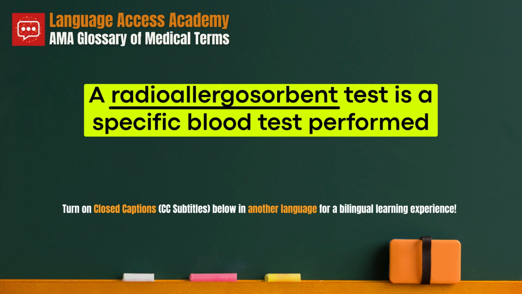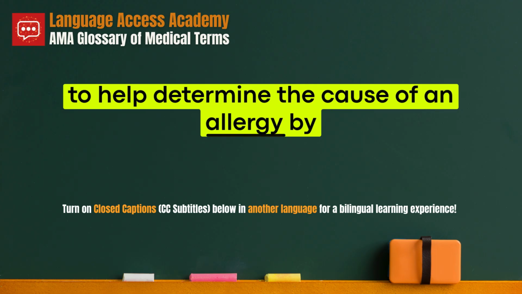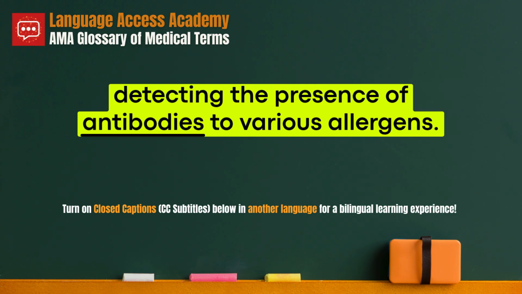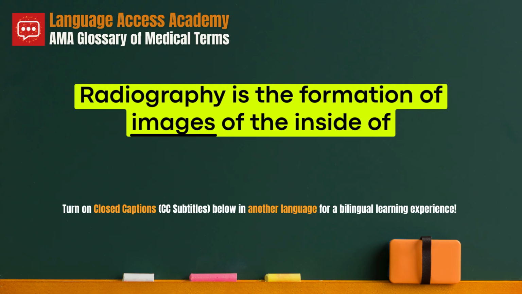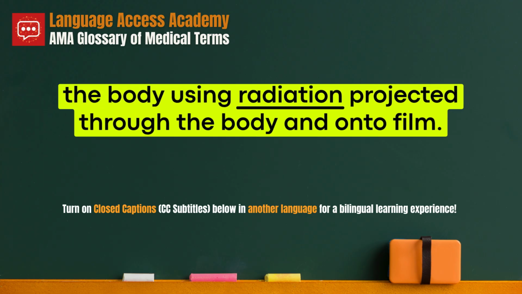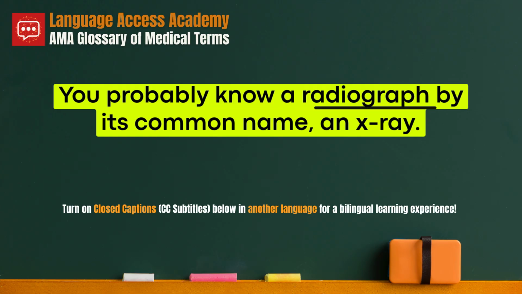A radioallergosorbent test is a specific blood test performed to help determine the cause of an allergy by detecting the presence of antibodies to various allergens. Radiography is the formation of images of the inside of the body using radiation projected through the body and onto film. You probably know a radiograph by its common name, an X-ray.